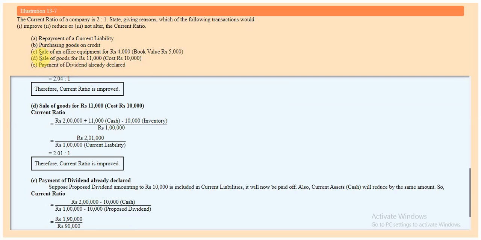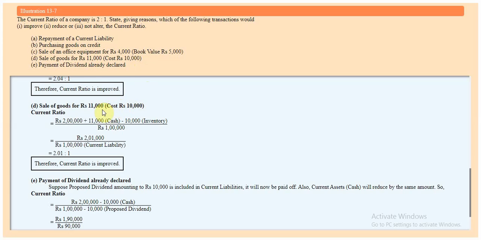We'll move on to the next case. Sale of goods for rupees 11,000, cost being 10,000. So 10,000 worth of goods is being sold for 11,000. So what happens, friends? Inventory gets reduced but cash gets increased.